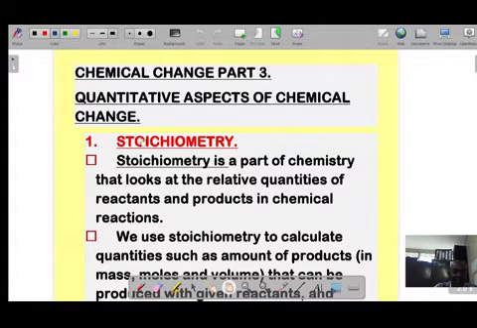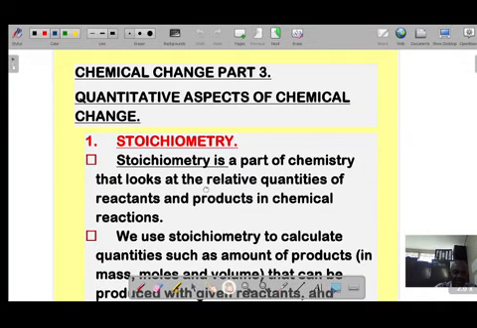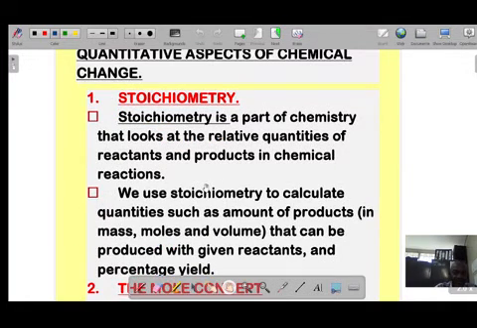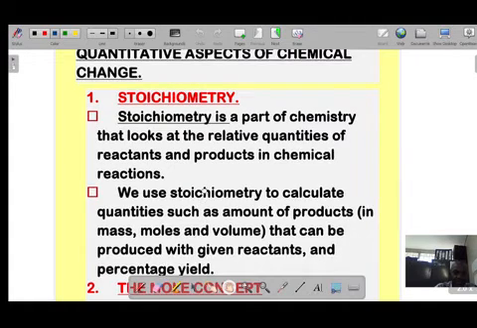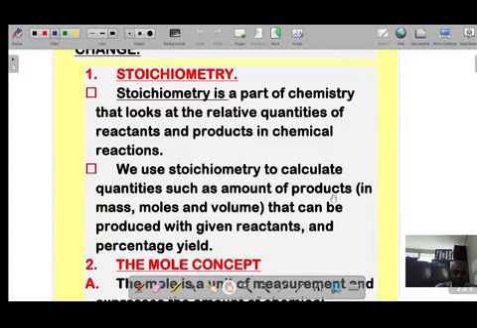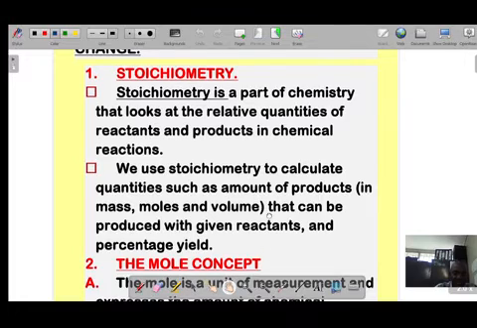Now, this is to do with stoichiometry. Stoichiometry is a part of chemistry that looks at the relative quantities of reactants and products in chemical reactions. We use stoichiometry to calculate quantities such as amount of products in mass, moles, and the volume that can be produced with given reactants and percentage yield. Mostly here, important is the mole concept.